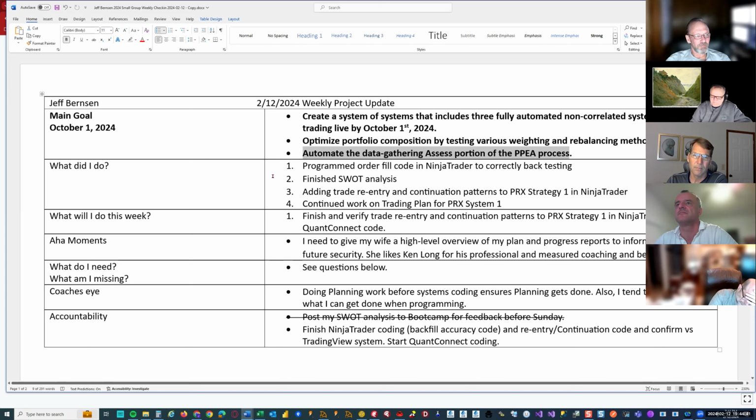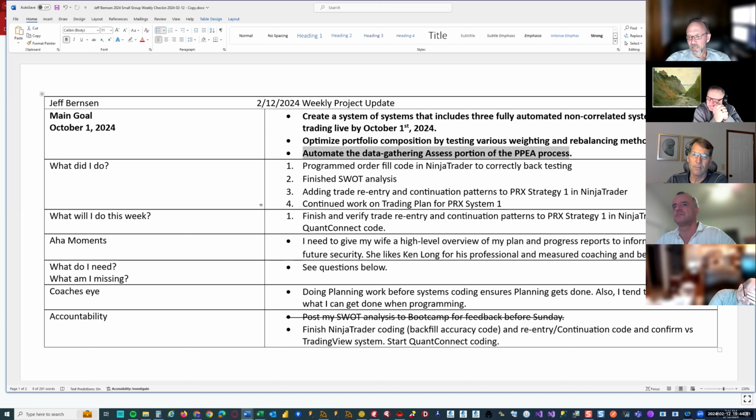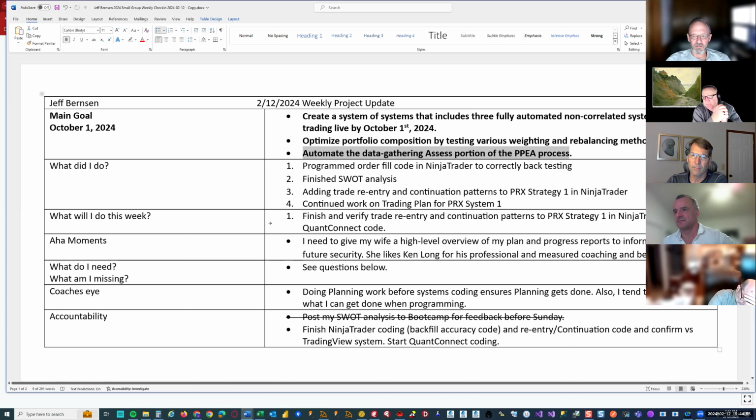I'll make a note to keep that happening. Yep. See questions below. The coach's eye, doing the planning work before systems coding ensures planning gets done. Also, I tend to overestimate what I can get done when programming. Again, I ran into an issue with NinjaTrader, and so I'm putting one thing down at a time instead of two or three. And if I get two or three, that'll be great.